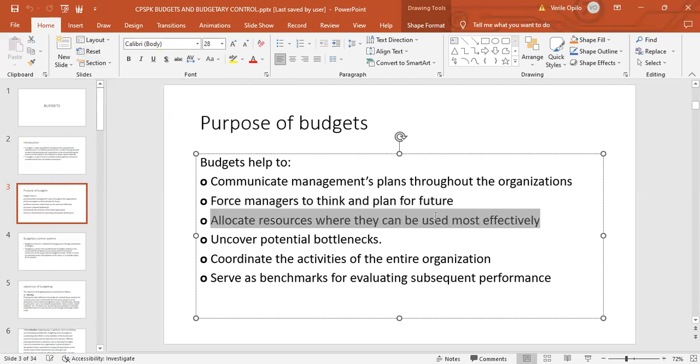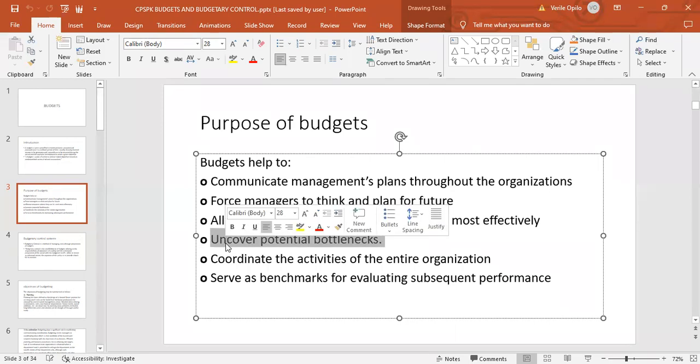Then we also have that it helps to allocate resources where they can be used most effectively. In most cases, businesses have limited resources, and these limited resources have unlimited needs and wants. The business might have so many projects at the same time. All these projects require resources, but the organization does not have the capacity to fund all of them. By creating a budget, you're able to see this project requires this amount, and this is how much this project is likely to bring back. As a result, you can put the resources where there's going to be more returns, where you're likely to find more profits. So it helps to allocate the resources of the business to those activities that are likely to be most effective.